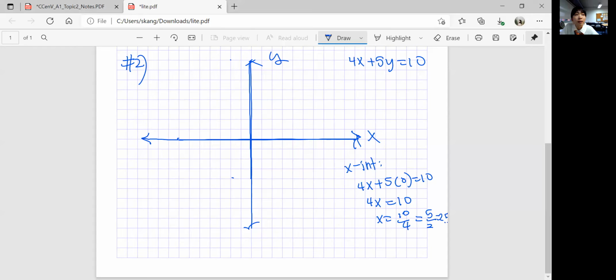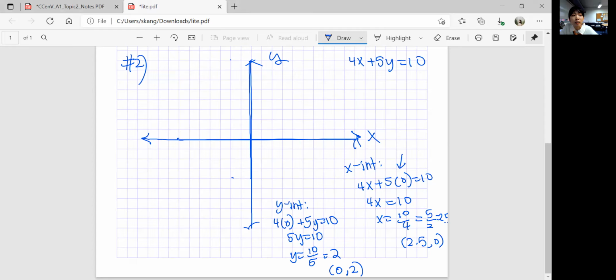Okay. Y-intercept is when x is equal to 0. X is gone, and you solve for y. So 5y is equal to 10. Y is equal to 10 over 5, which is just 2. So you have 2 points, (2.5, 0) and (0, 2), right? Because your y is 0 for the x-intercept, and your x is 0 for the y-intercept.